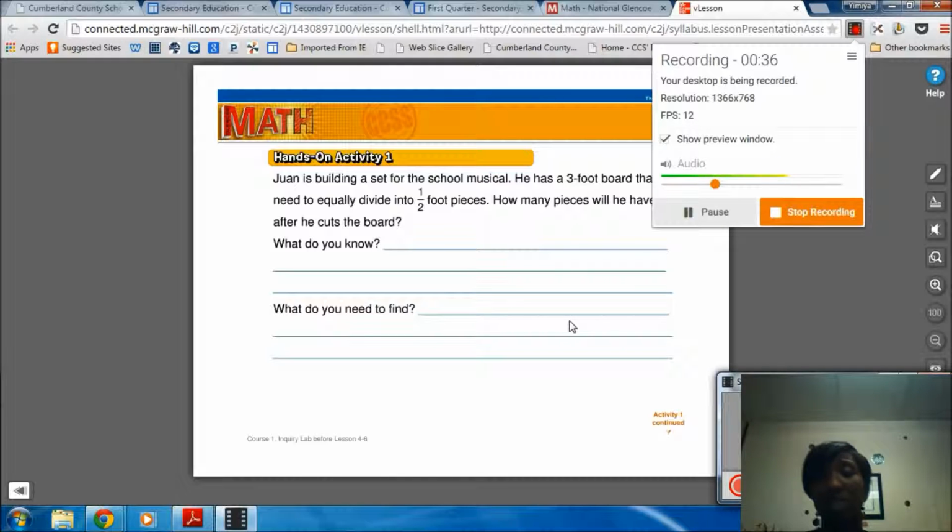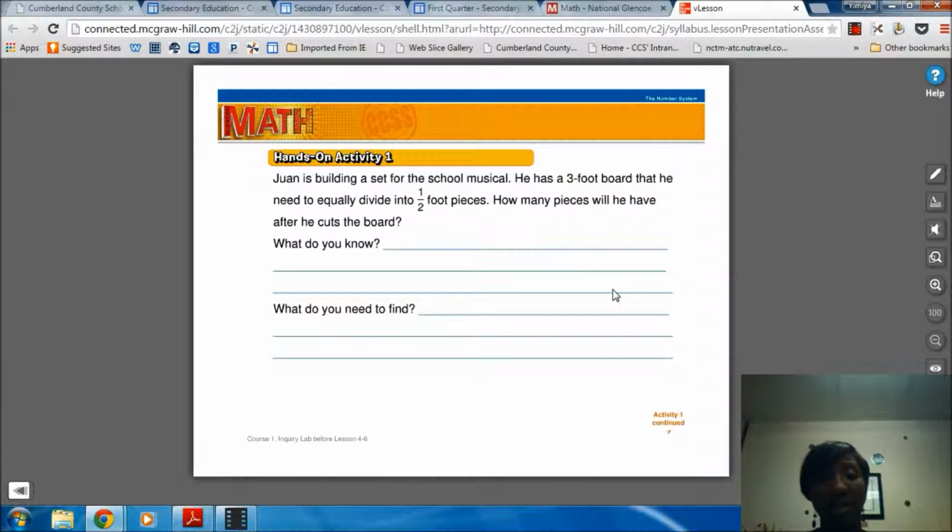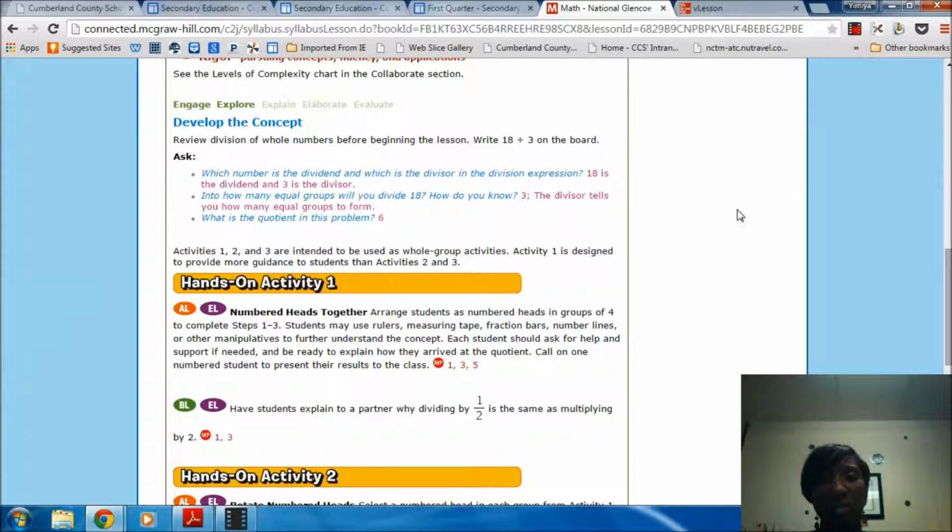So I looked. This 6NS1 started with an inquiry lab, and so I have that up. When I go back to the Glencoe resource, it tells me how I can start developing the concept. So the day before, as an exit slip, these are the questions that I asked the students. I asked them to review division of whole numbers, and I wrote 18 divided by 3 on the board. I asked them what was a dividend and which one is the divisor, how many equal groups, and what's the quotient, just to see where my students stand in regards to understanding what division is. Okay, so that was my diagnostic piece, developing the concept of division.